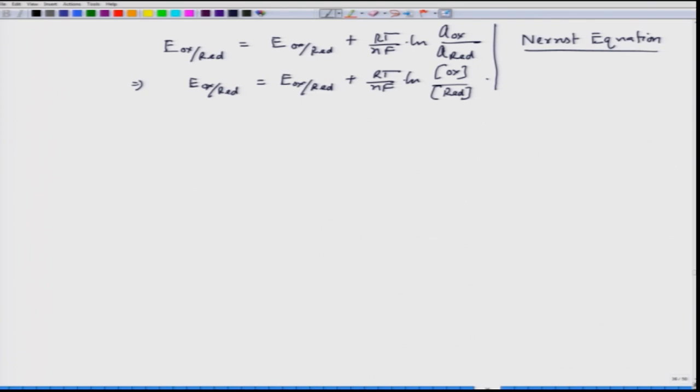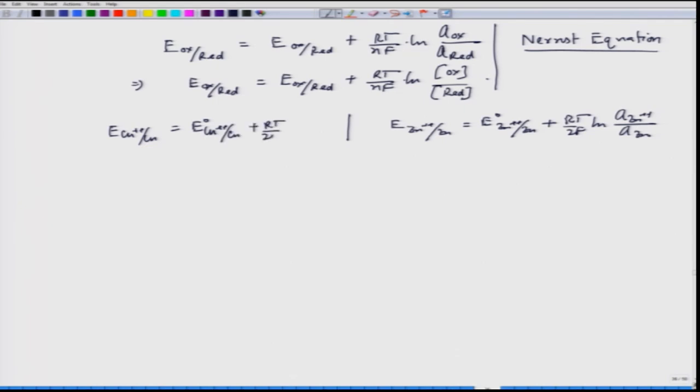Now, a similar pattern we can write in the case of the zinc side. On the zinc side we can write E zinc plus plus zinc equal to E0 zinc plus RT by 2F ln, and the copper side is similar. Since we know that copper is pure and zinc is also pure in the metal part, the activity goes to 1, so we get only this term and only this term.